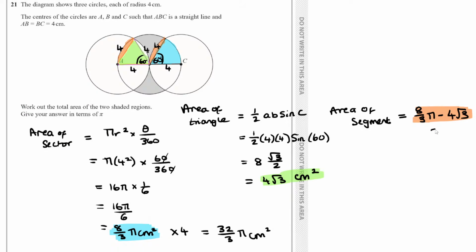Okay, finally, where are we actually going with this? If I want to find the shaded region, I could work out the whole of circle B, which was that center circle, and then I could take away, I've got 4 sectors, and I've got 4 segments, haven't I? So I could take them away.